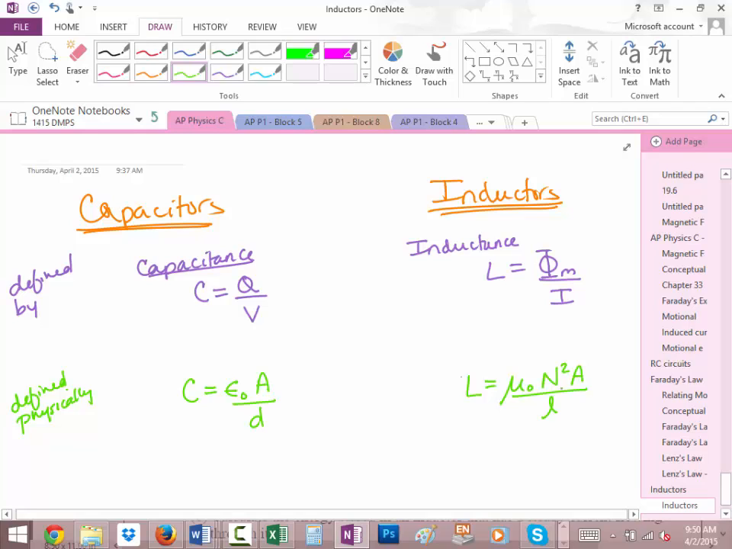Wait, small question. For the capacitor, D was the distance between the plates. What is the L again? L is the length of the solenoid. Would it be the length of the wire, or all the loops combined? Yep, the loops combined. A times L, if you think about it, the area times the length gives you the volume of the solenoid. Does that make sense? Yep.